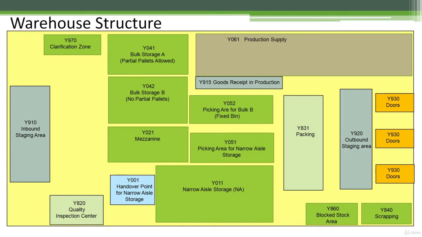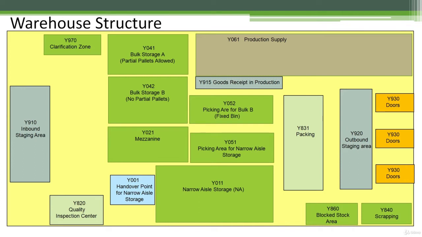So we can start with the storage type Y910, which is the inbound staging area. This is an area where all the incoming trucks and trailers will unload the products or pallets. From here, the parts will then be stored into the warehouse. Y820 is going to be our quality inspection center. So any inbound quality inspection we are going to carry out at storage type Y820.